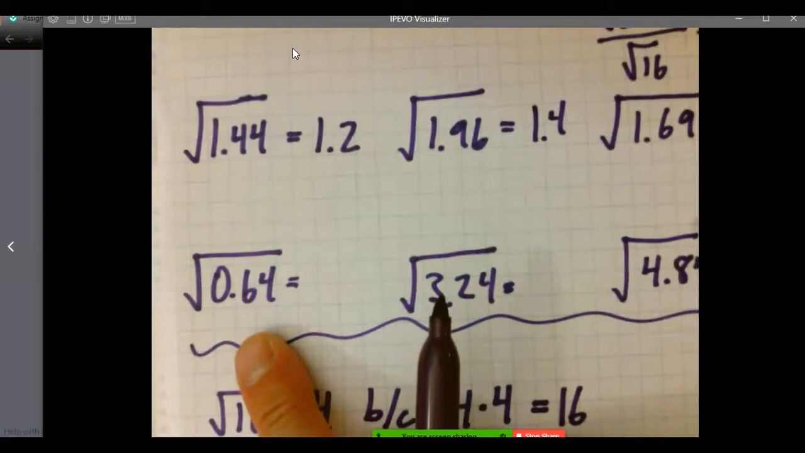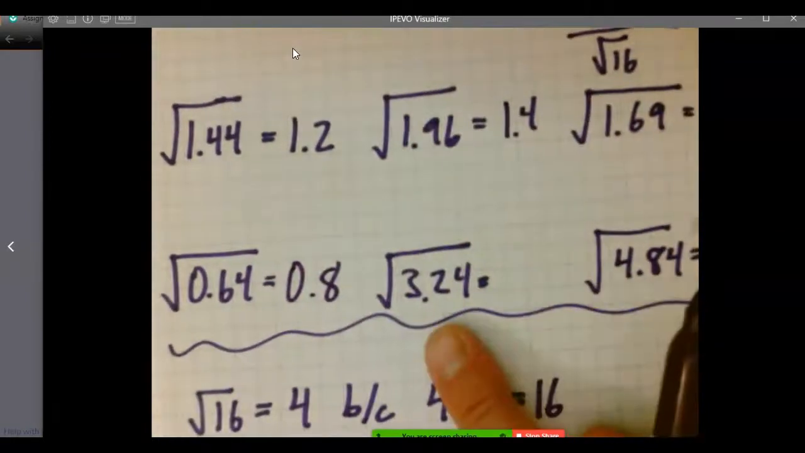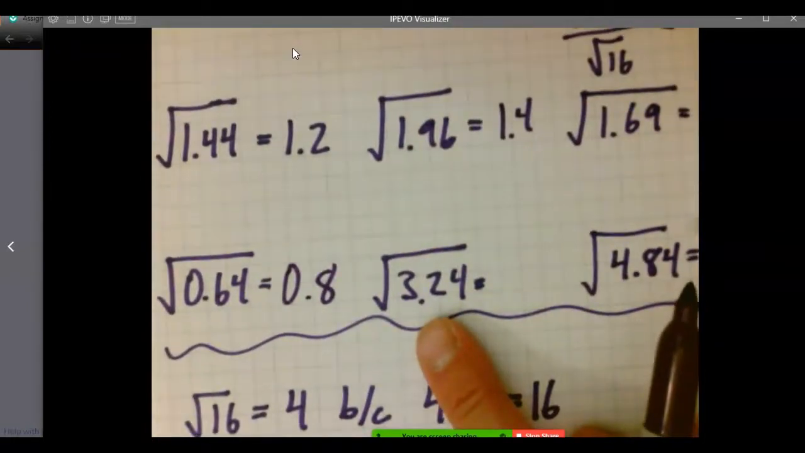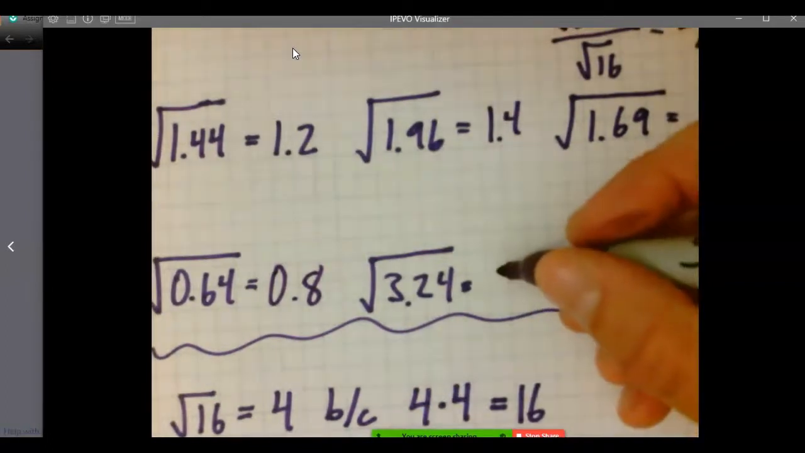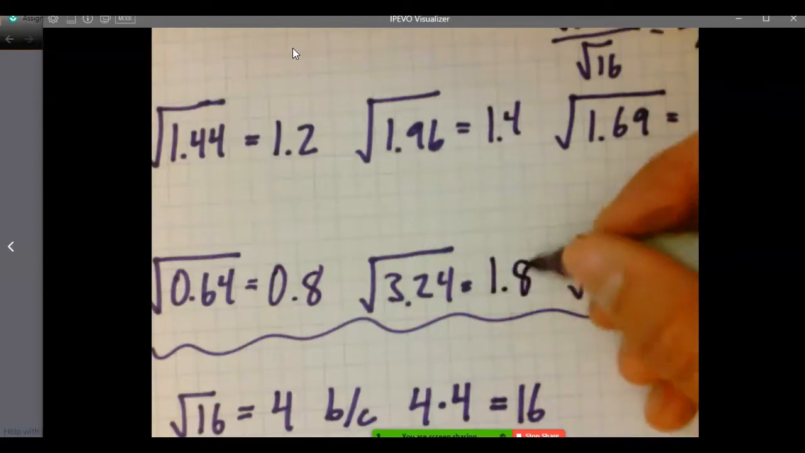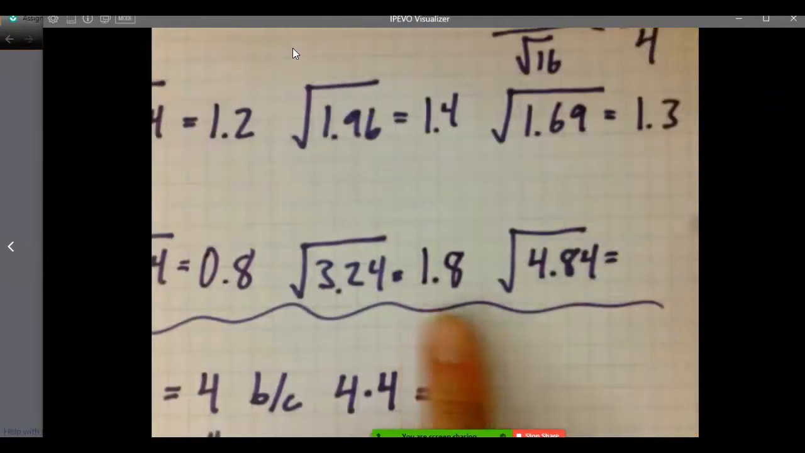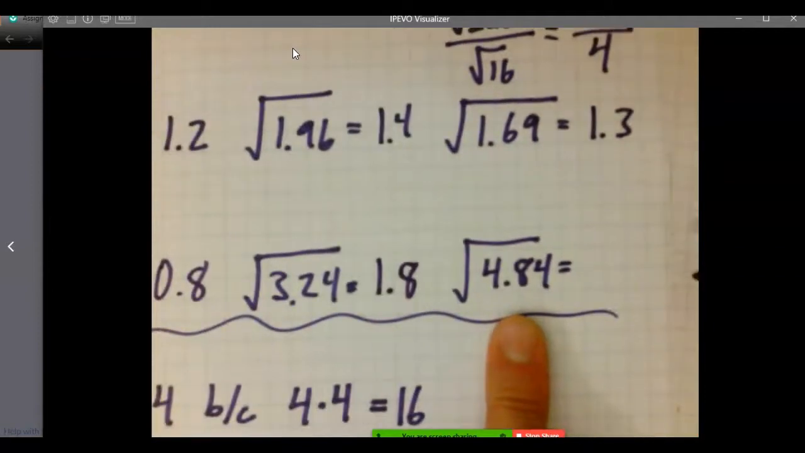Anybody? Radical 0.64? 0.8. I was about to say, Maya, you got your hand up. Just unmute and shout it out. What about radical 3.24? 1.8. Well, this is 1.8? I think so. Yeah, it is. Just checking because, okay, so this was 0.8. This is 1.8. And then 2.2. 2.2.